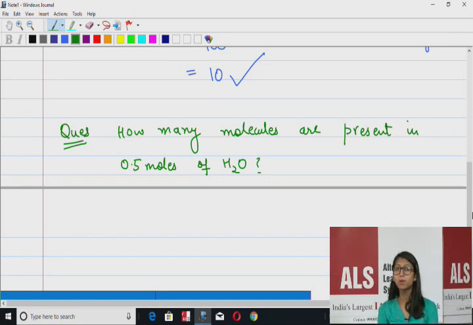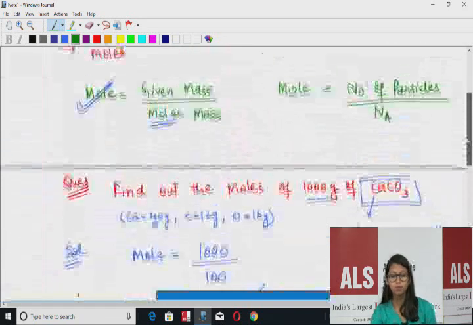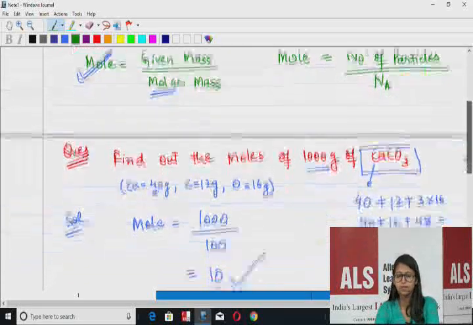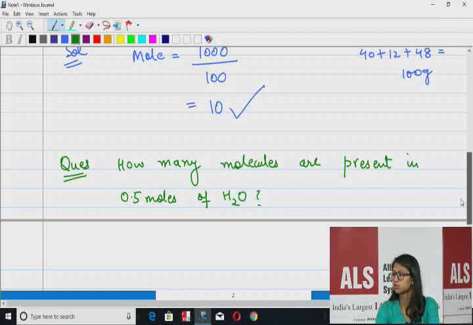This time the number of particles you have to find out, right? Apply the same formula. Not the same formula obviously, there were two, right? So just apply the formula for the number of molecules. This one. 9. How are you getting 9 molecules?